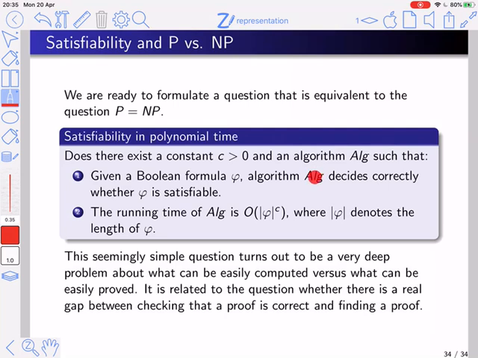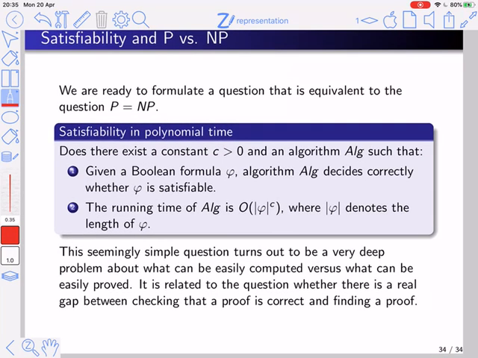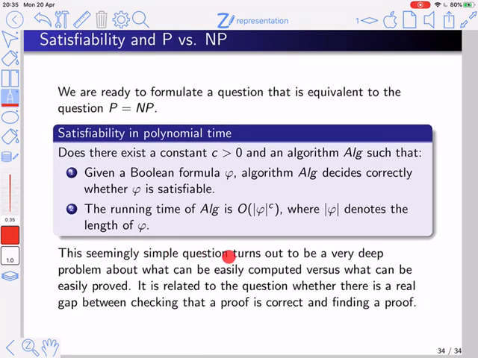Can we devise an algorithm that determines satisfiability and runs in polynomial time? Now, this seemingly simple question turns out to be a very deep problem about what can be easily computed, easily meaning in polynomial time, versus what can be easily proved. Because we saw that it's very easy to prove that phi is satisfiable. All I need to do is give you a witness, a truth assignment that satisfies phi. And then you can very easily check that this truth assignment indeed satisfies phi. Okay? But finding a truth assignment, well, we don't know how to do that except by going over all the possible truth assignments.